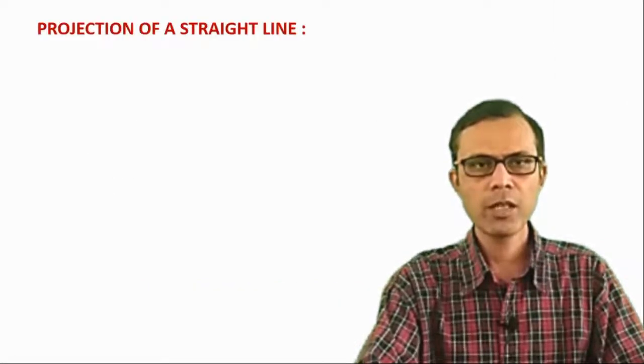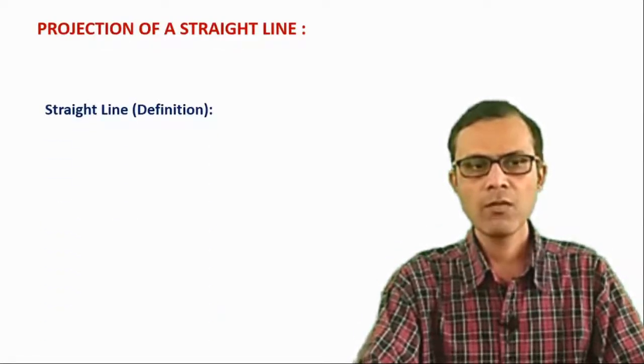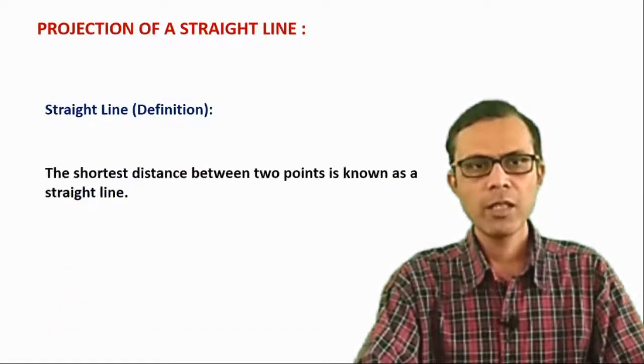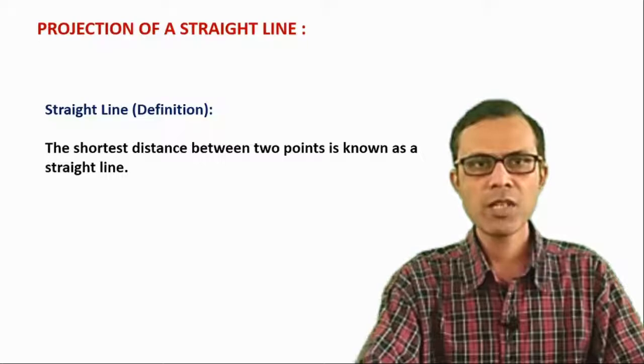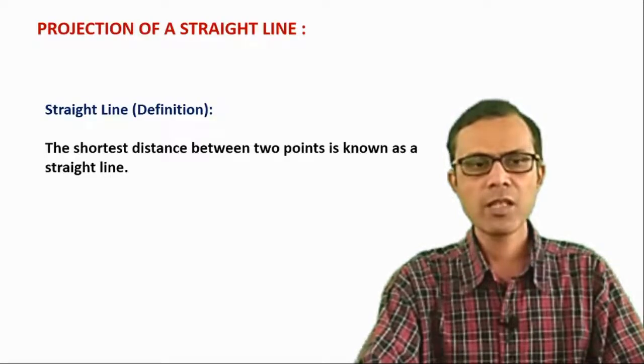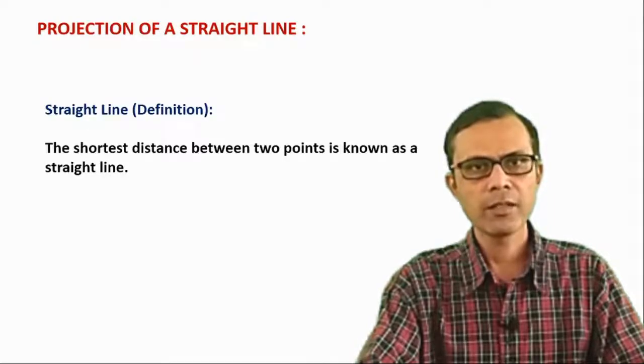In this session, we are going to study about projection of a straight line. So let us understand first of all what is straight line, how it can be defined. It is defined as the shortest distance between 2 points. So the definition of straight line is the shortest distance between 2 points is known as a straight line.